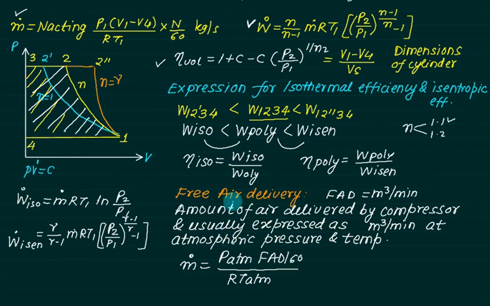And one of the important definitions, which is normally confused by students, is air delivery: m dot equals P atmospheric into FAD by 60 upon RT atmospheric. This is in kg per second. These are some important definitions that are normally used for a single acting reciprocating compressor.